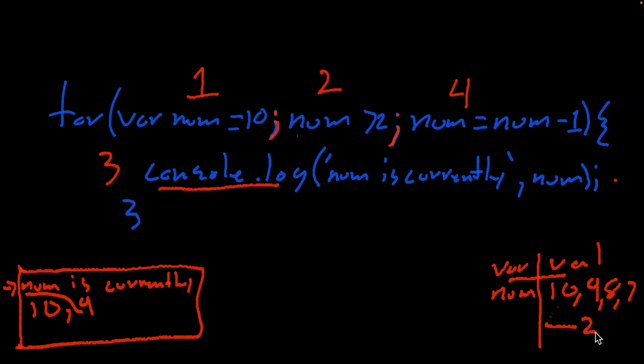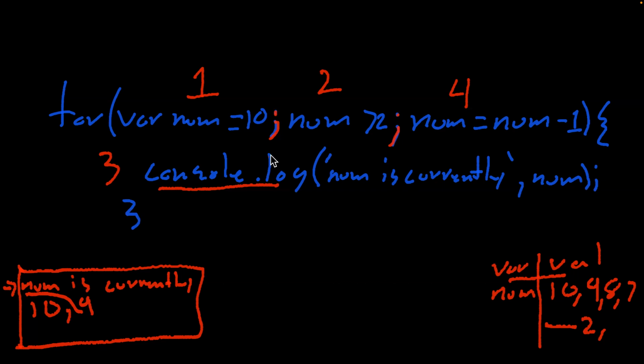We exit this for loop, and actually we still decrease num by 1 more, and then that becomes 1. Actually, no, that's incorrect. Ignore what I just said there. We just get to 2, and that's it. Got a little overboard there.